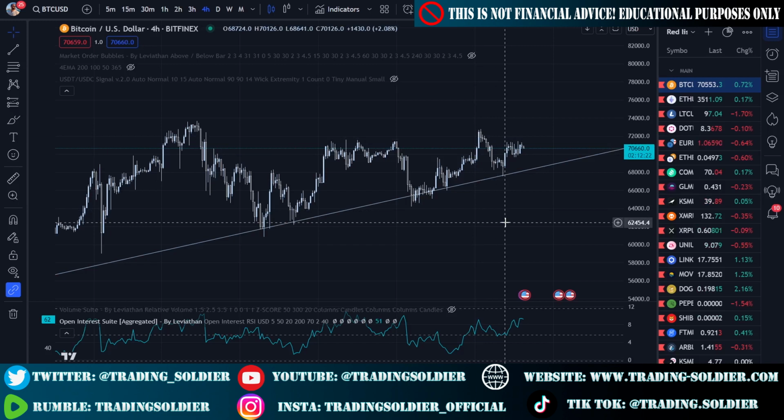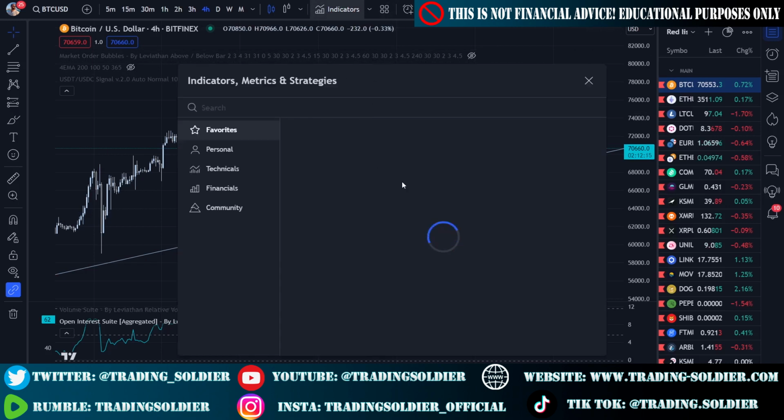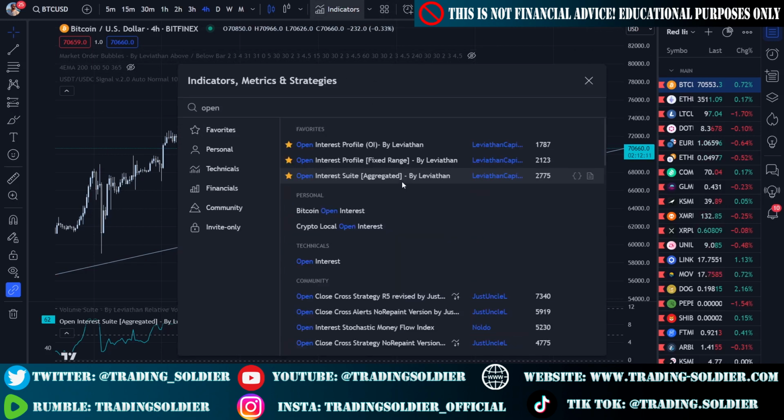And usually this derivatives data, you cannot see it in TradingView. But with this indicator that is called Open Interest Suite, this one here, that is created by Leviathan Capital. Shout out to Leviathan from here. With this indicator, you can see open interest within TradingView without going to CoinAlyze or CoinGlass or other derivatives websites or software to gather this data.